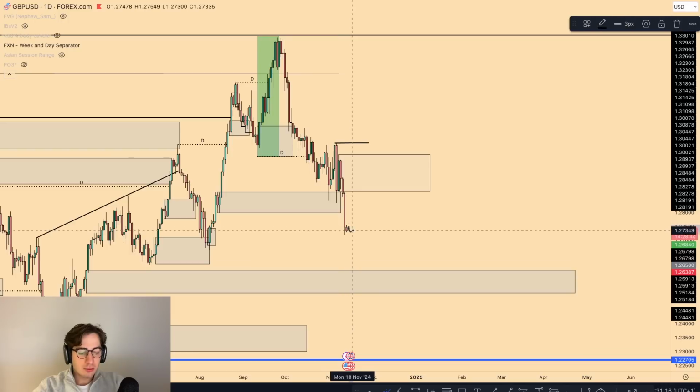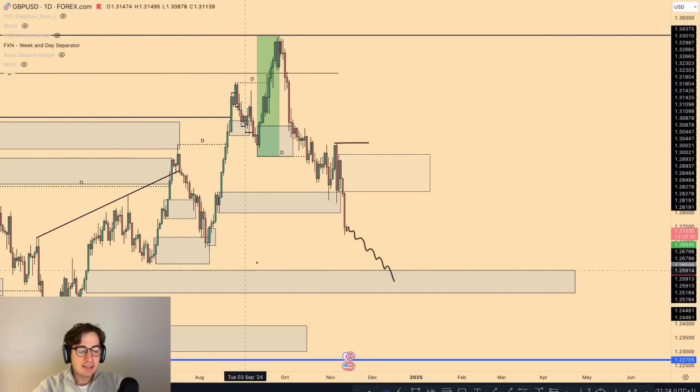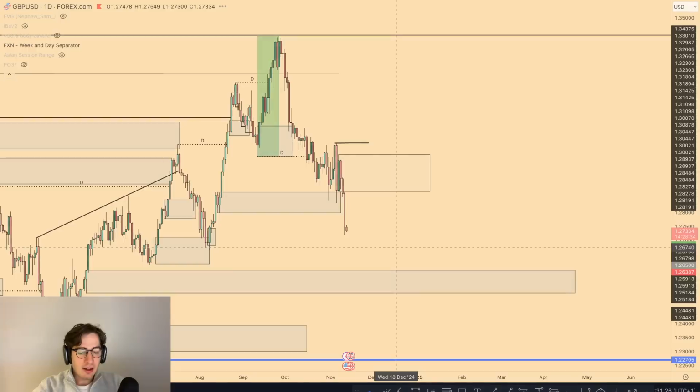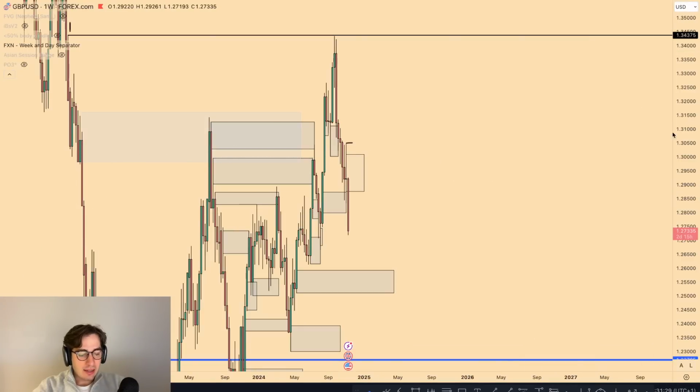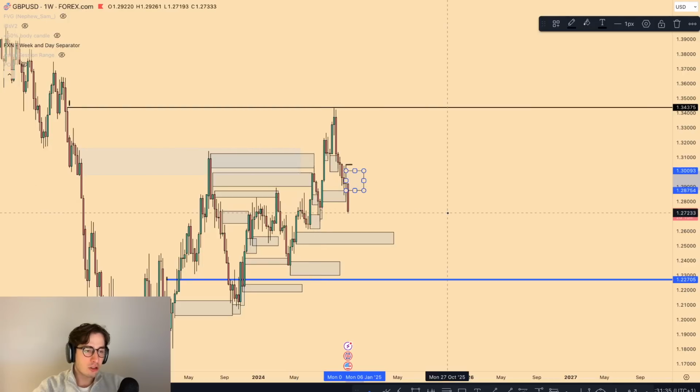I'm not going to be surprised if we just keep on pushing down lower, and it does seem to me that 1.26 is pretty much the next level that we're going to be hitting on this thing. Also looking here at the weekly time frame, there is some weekly demand, I would say, inside this sell before the big buy, which we have over here that we formed in July.